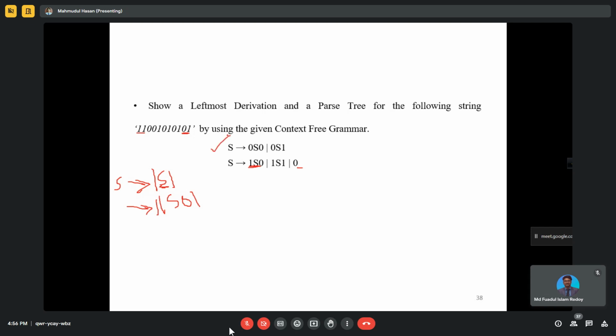This is the production rule and this is the input. Yes, then please ask your question.